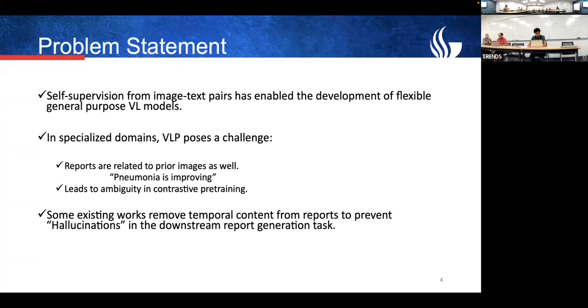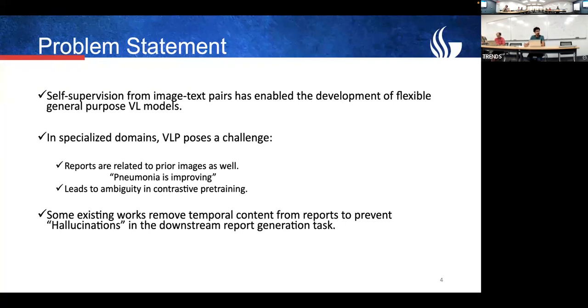Self-supervision from image-text pairs has enabled the development of flexible general-purpose models. But specialized domains like radiology and biomedicine pose a challenge: reports are related to prior images as well, as I talked about earlier. For example, we have this clinical note, "pneumonia is improving," and it is, of course, based on prior images. It's not just the current image. So this leads to ambiguity during contrastive pre-training.